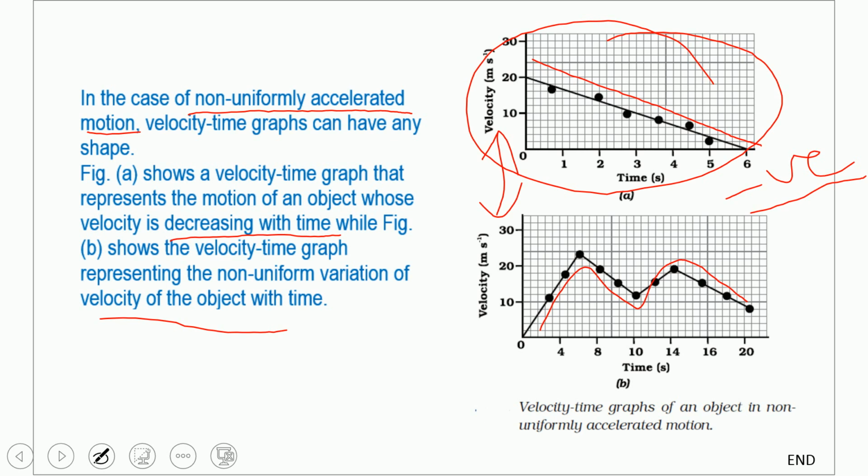So I hope you understand it very well. You have to practice it. You have to read the textbook, then only you can understand the concept. And you require a lot of imagination. So we studied about acceleration. What is acceleration? Rate of change of velocity is acceleration.